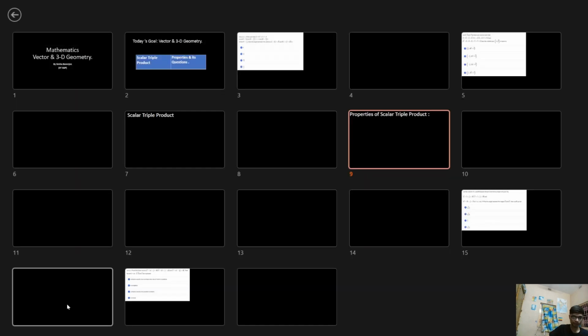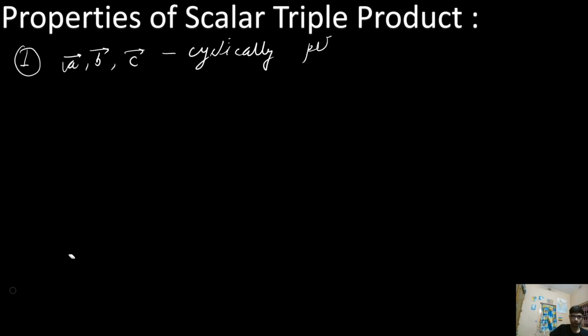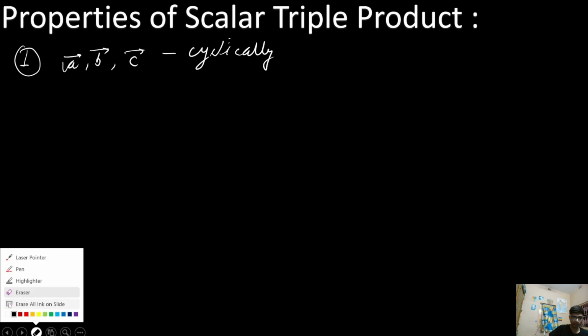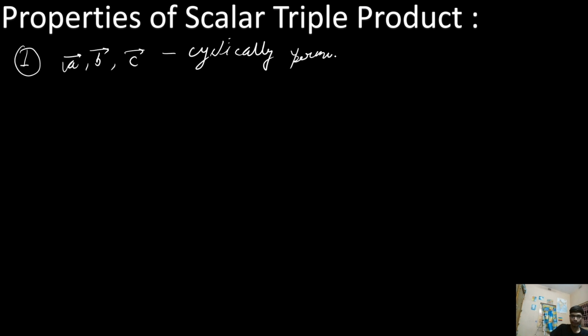Now the very first property that we are going to study is that if A vector, B vector and C vector are cyclically permuted, the value of the scalar triple product, and by short, scalar triple product is also represented by STP. Okay, scalar triple product, this is not standard temperature and pressure, this is basically scalar triple product. Then the triple product remains the same.